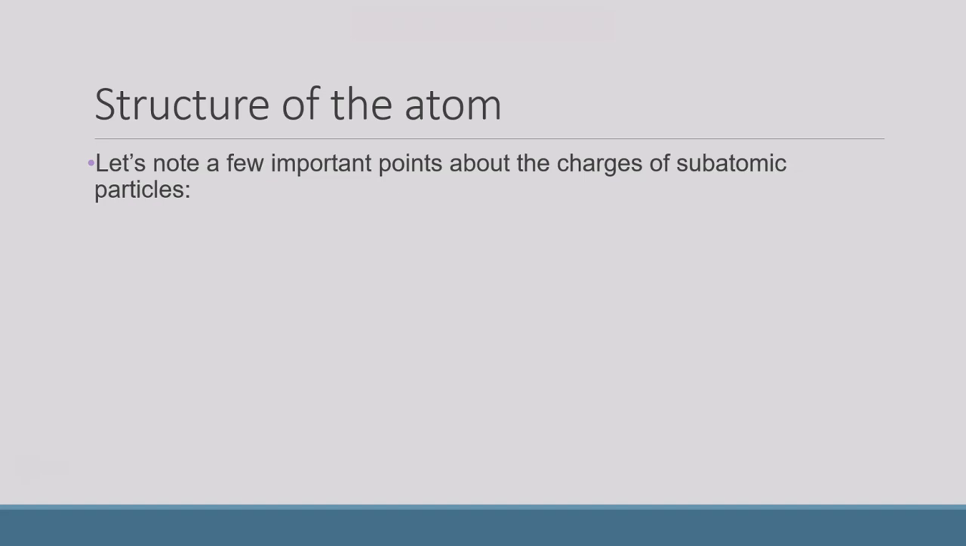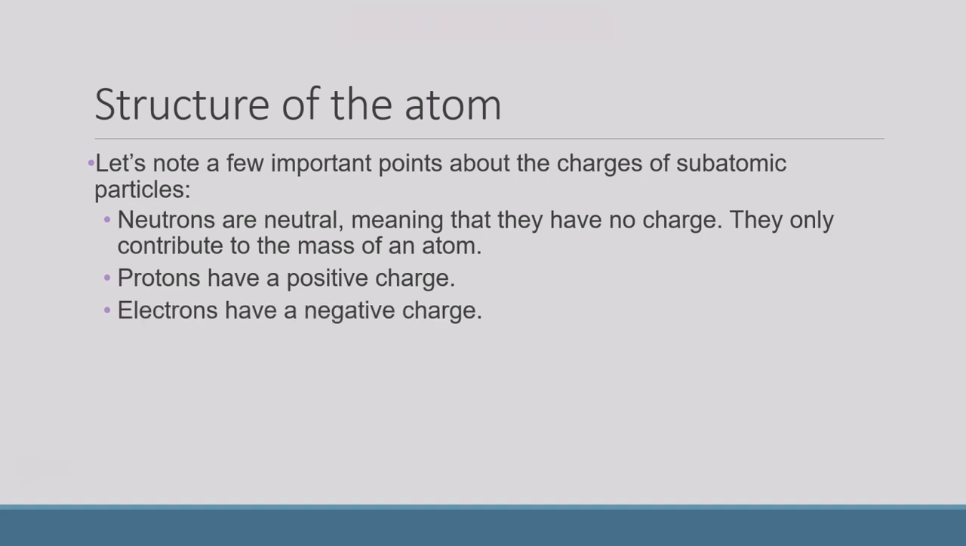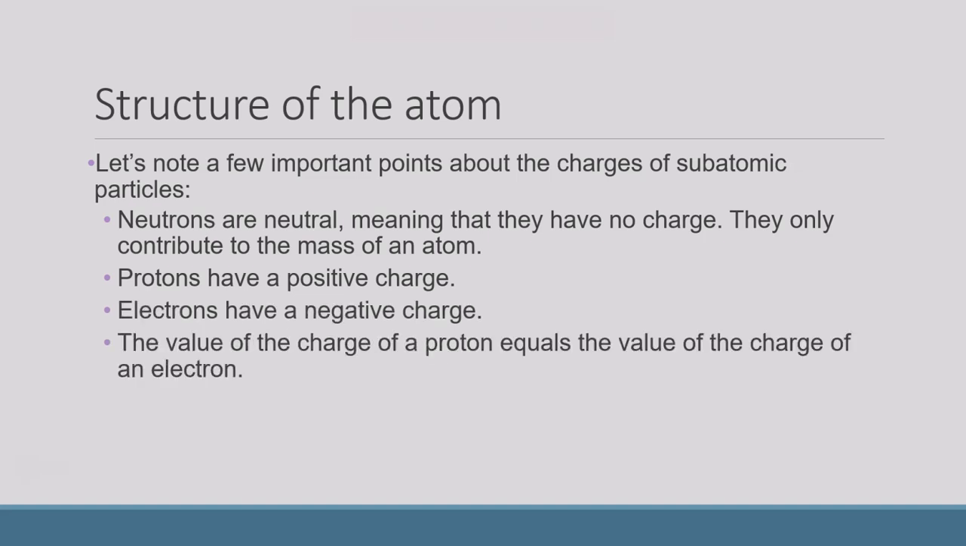Now let's note a few important points about the charges of subatomic particles. Charges are measured in coulombs, and we're going to learn more about charge when we learn about electrostatics. Neutrons are neutral, so they don't have a charge. They just make the element heavier; they contribute to the mass of the atom. Protons have a positive charge, and electrons a negative charge. The value of the charge of the proton is equal to the value of the charge of the electron, even though their masses are very different.